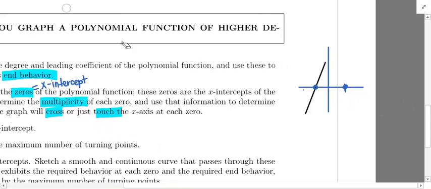Okay, so notice what's going on here at the x-intercept. The graph is crossing the x-axis, so it's going from below to above. So this is a cross. And then if instead you had a touch, at this x-intercept, your graph would come down, hit the x-intercept, and just touch it and go back up. It would not cross over to below. So basically the multiplicity determines whether the graph will cross or touch at each x-intercept.